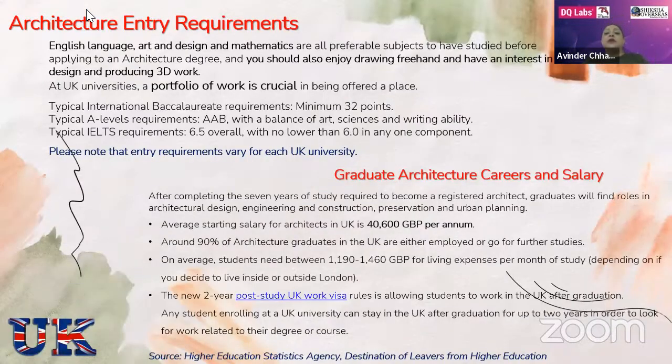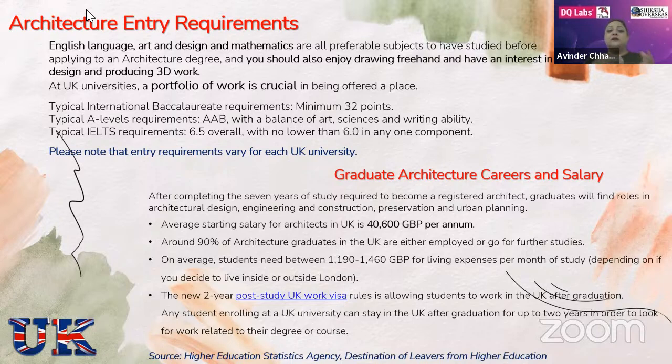Now, entry requirements for getting into an architecture course. English language, art and design, and mathematics are all preferable subjects to have studied before applying to an architecture degree. And you should also enjoy drawing freehand and have an interest in design and producing 3D work. At UK universities, a portfolio of work is crucial before you're even offered a place.